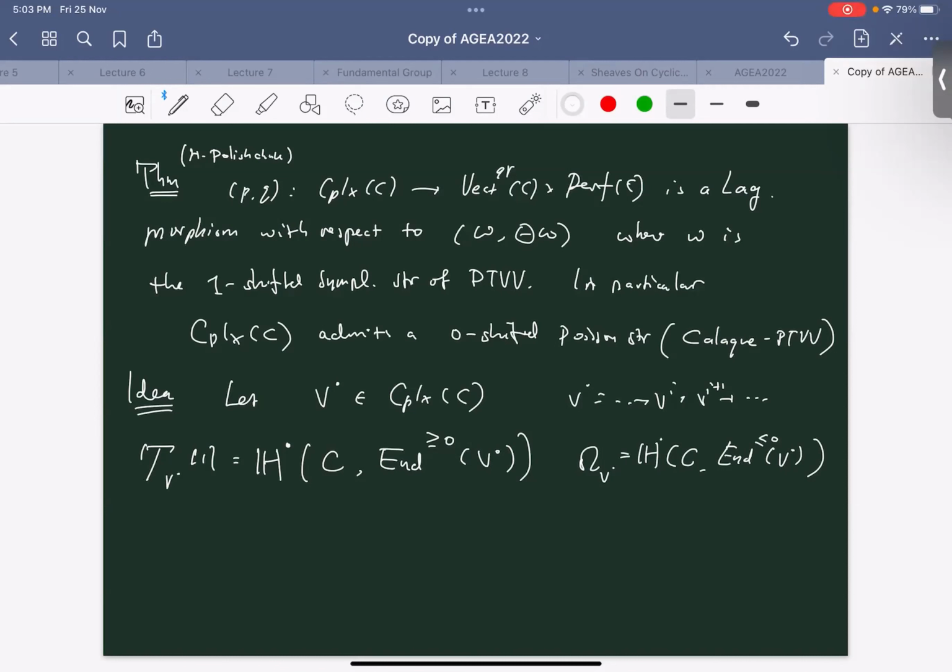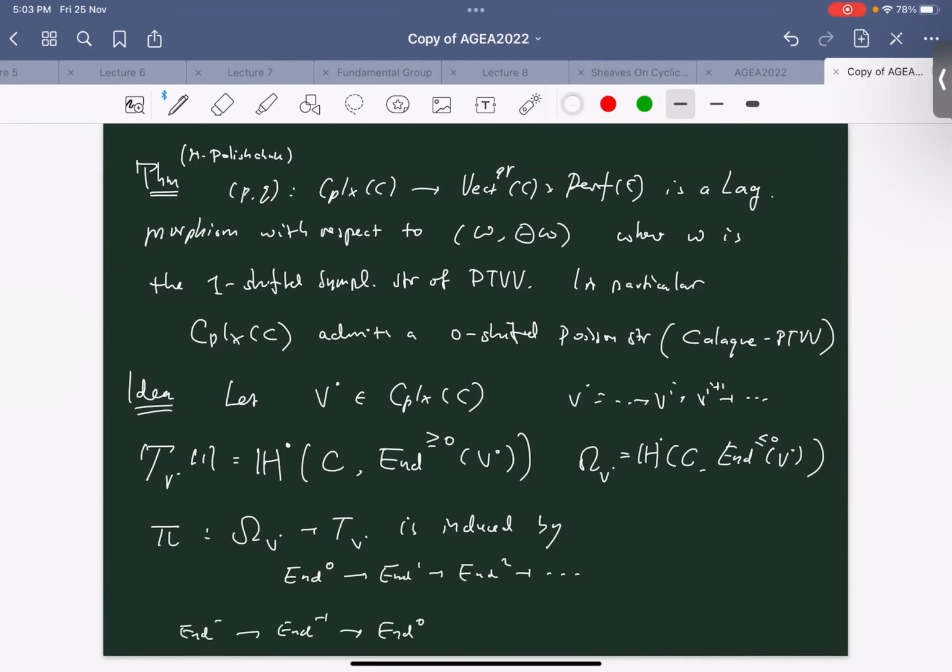Okay. In this case, the bivector pi, which should be a map from omega_V to T_V, right, is indeed induced by the following chain map. Remember, for the tangent, this is the upper half. So the lowest one is End^0, then you have End^1, then End^2, and so on. Okay, so it's bounded because V itself is bounded. And for omega, you start with the rightmost one End^0, then End^-1, End^-2, and so on.